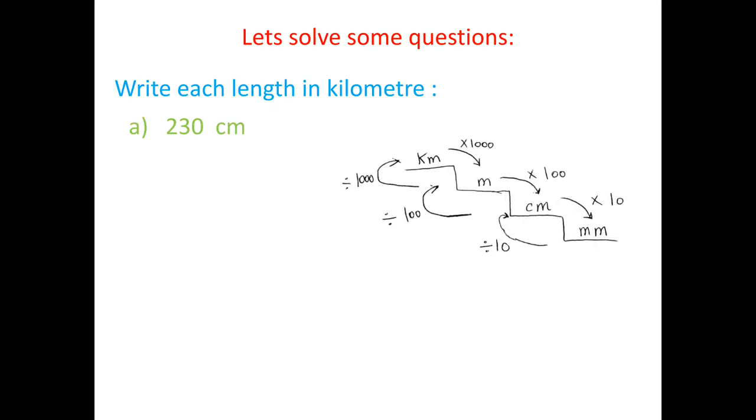The first step is from centimeter to meter, and here we need 100. Then from the meter to the kilometer, and here we need 1000. So from the centimeter to the kilometer, I need 100,000. So I will divide by 100,000 to convert from centimeter to kilometer. How will I divide this?